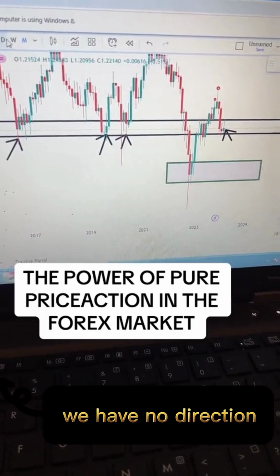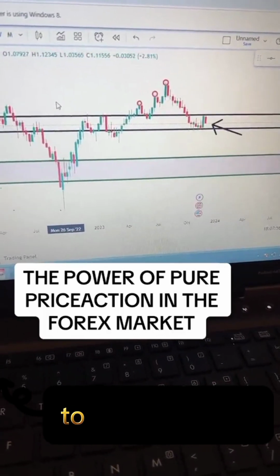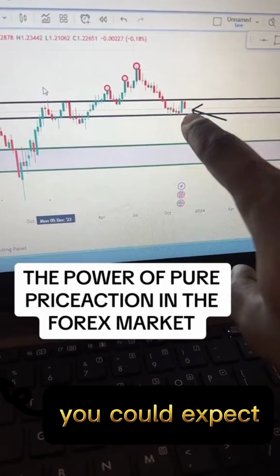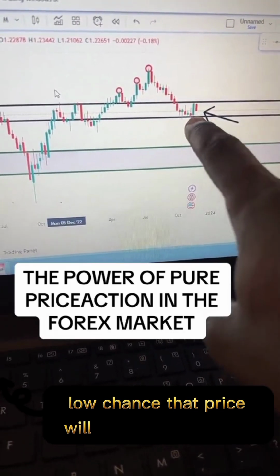We have known the direction of the monthly chart. In the weekly chart, what we're expecting is that we expect price to retest this zone. We could expect price to retest this zone and keep buying. You get that? There is a very low chance that price will break this line here.